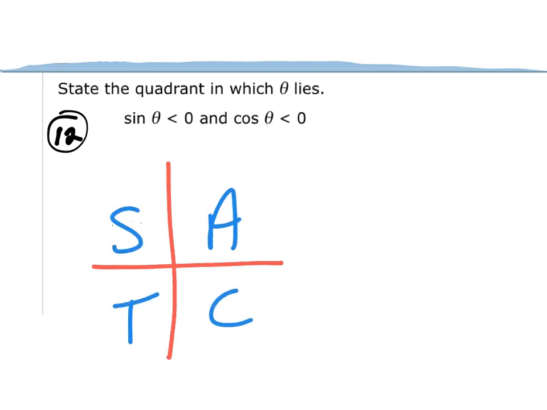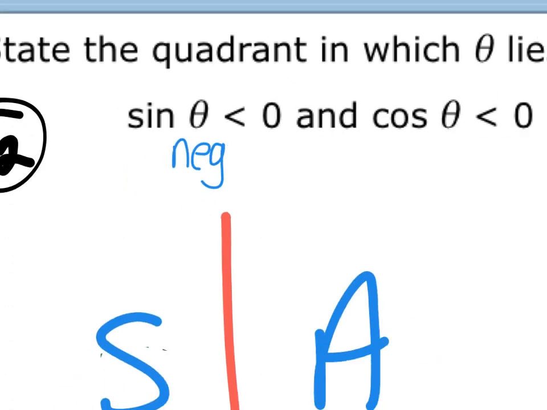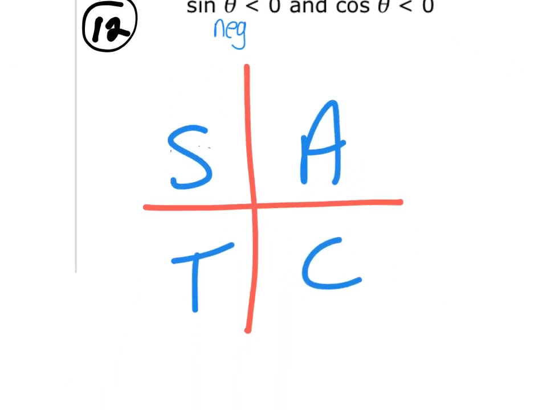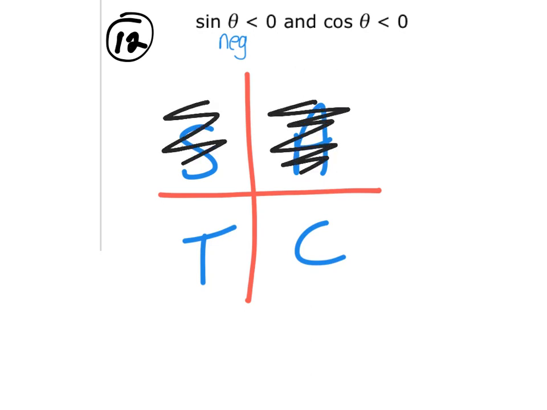Okay, do each constraint separately. The first one says sine is less than 0. What does that mean? Negative or positive? Negative. So guys, look here with our acronym, All Students Take Calculus. What's the acronym? All Students Take Calculus. So sine negative, what quadrant is sine negative? Yes, 3 and 4, because in A, sine's positive, everything's positive, so it's not here. And in quadrant 2, sine is positive, so it's not here.